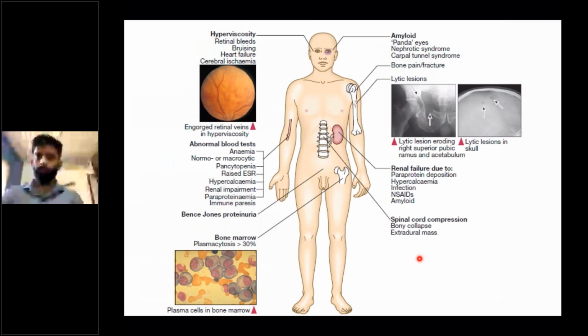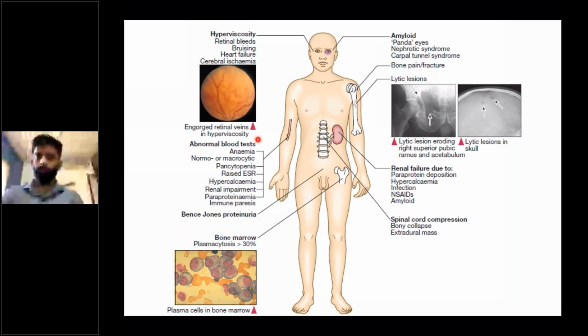This is a picture from Davidson itself. Here you have multiple manifestations of multiple myeloma. There's hyperviscosity leading to retinal bleeds, bruising, heart failure, cerebral ischemia. You have amyloid deposition leading to panda eyes, nephrotic syndrome, carpal tunnel syndrome, bone pain or fracture. Lytic lesions can be seen. These are the lytic lesions that we have discussed before. Renal failure due to paraprotein deposition or hypercalcemia, infection, NSAIDs and amyloid deposition. Spinal cord compression can be seen because of bony collapse or extradural mass.